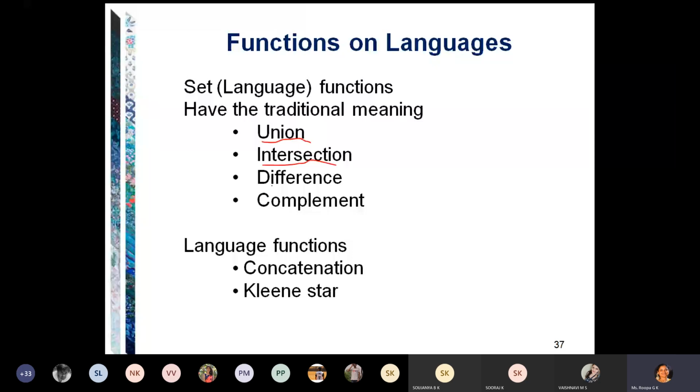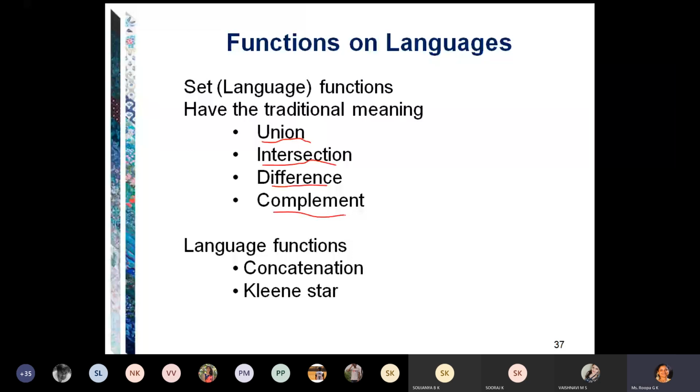Difference, L1 minus L2: strings belonging to the language L1 but not L2. So strings belonging to L1 will be there in L1 minus L2. If I say L2 minus L1, then strings belonging to L2 but not belonging to L1. Complement is something like negation of L1. If L1 contains even number of A's, then the negation of L1 contains odd number of A's. If L1 is even, then the negation is odd, and vice versa.